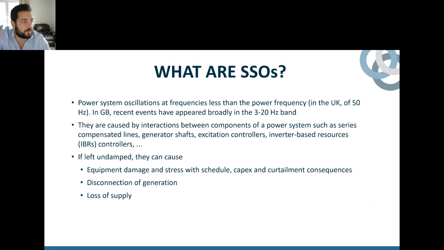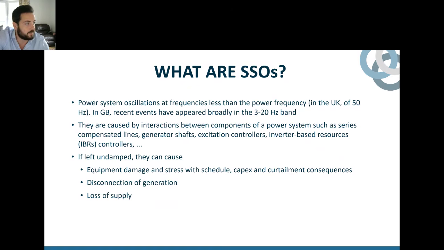So what are subsynchronous oscillations? They are pretty much oscillations at frequencies that are less than the power frequency, which in the United Kingdom is 50 Hertz. They are caused by interactions between components of the power system.